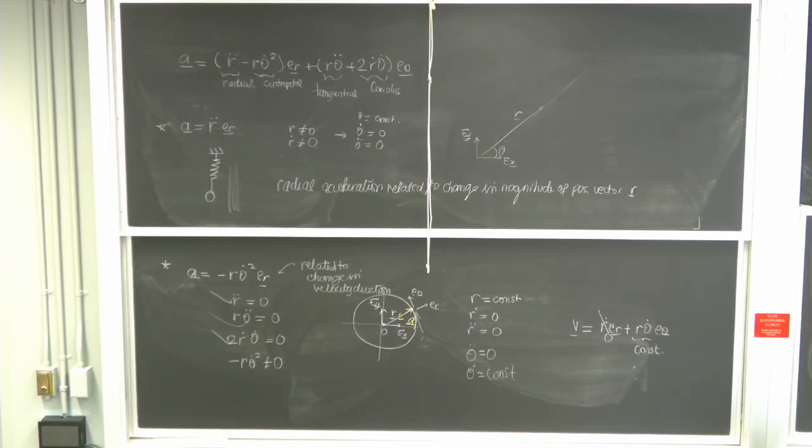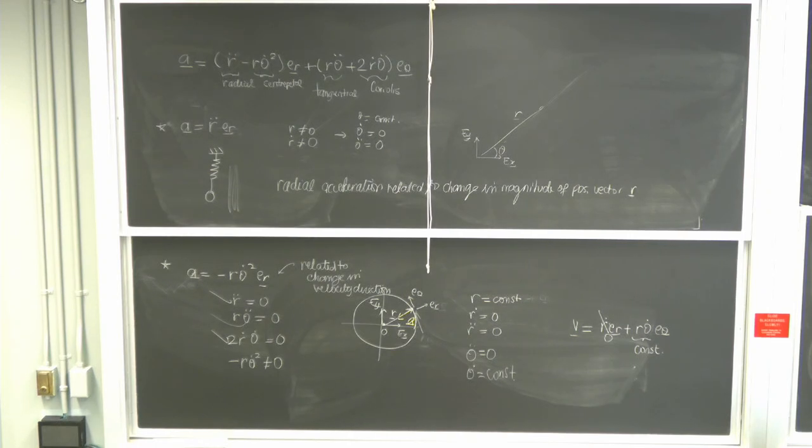Yes? So am I right by saying that the radial component is like change of velocity in e_r? Yeah. And the tangential is change of velocity in theta? Yes, but then you have the additional terms, the centripetal and the Coriolis term.